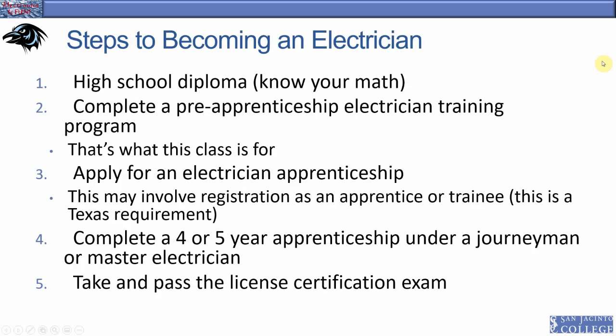So I always want to talk about how you would become an electrician. These are kind of the steps. We're not going to hire a person to be an electrician without at least a high school diploma. Obviously, all you guys have high school diplomas, or you wouldn't be in this class. But you also have to complete an electrician training program. That's what you're in this class for. You have to apply for your apprenticeship. You have to complete a 4 or 5 year apprenticeship under a journeyman electrician, and you have to pass the license certification exam.